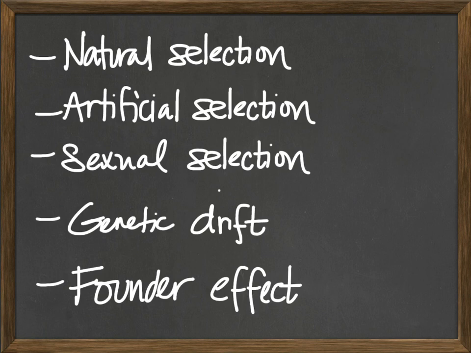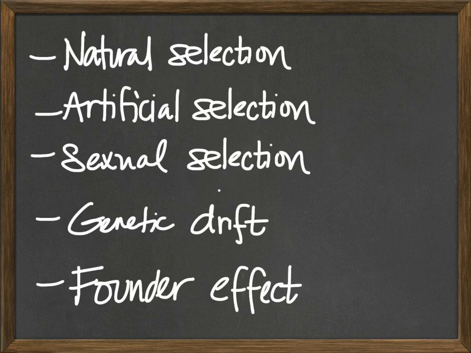Let's go. So in this matrix, we've been looking at different mechanisms of evolution, such as natural selection, artificial selection, sexual selection, genetic drift, and founder effect. In other words, all the forces, all the ways that a population can evolve, all the things that can cause a population to evolve or shape its evolution.